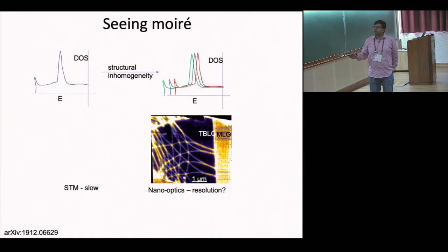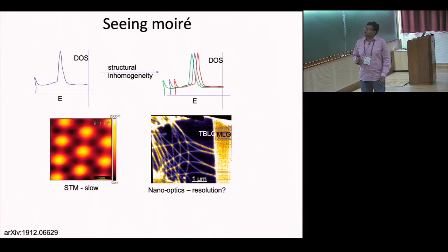Other techniques, for example nano optics, can see Moiré patterns, but only if they're large enough, because the optical wavelength is large. So we wanted a method by which we can see Moiré patterns. This is NSOM using IR, but the limit to this is about 10 or 20 nanometers, which is limited by the radius of the tip.